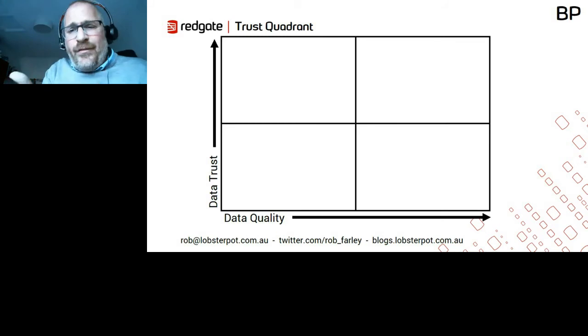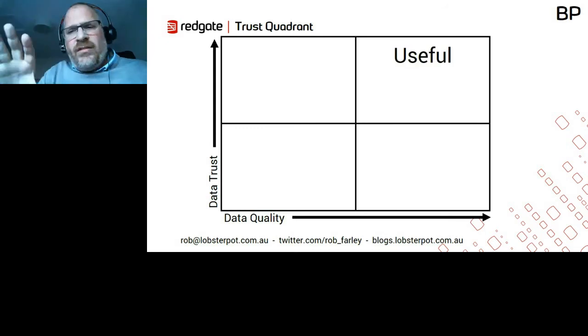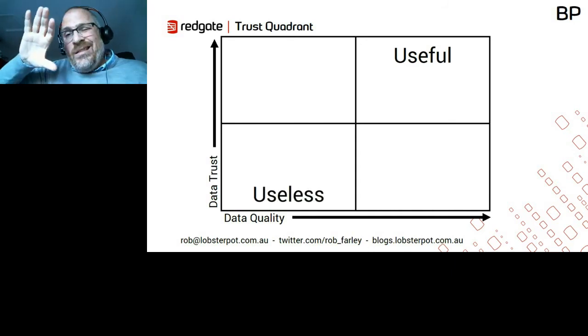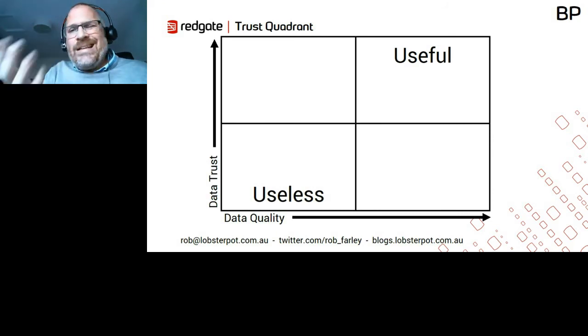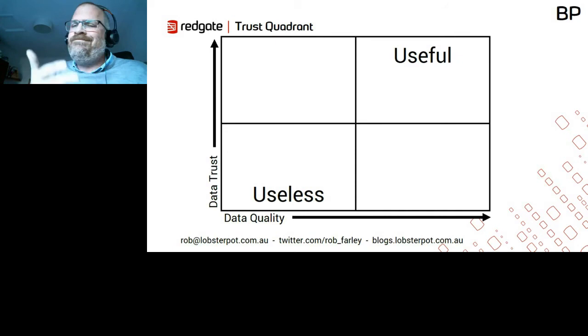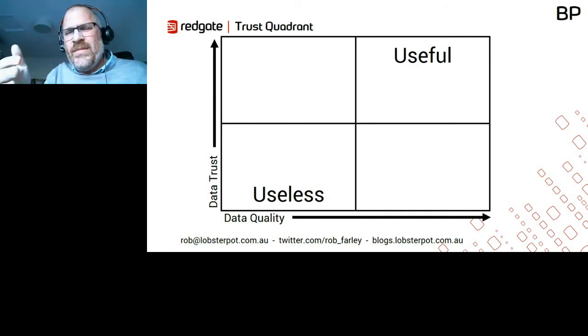Anyway, having defined my axes, I want to be able to label the quadrants. And I'm going to say that if something is good quality and you trust it, it's useful. Conversely, in the bottom left corner, I'm going to say it's useless if it's neither good quality and accordingly we don't trust it. Right? That kind of makes sense. It's not really a problem. It's just that you've got some data that you know isn't great, and therefore you don't use it. I'm kind of okay with that. Obviously, there's something to fix, but it's not really a problem per se.